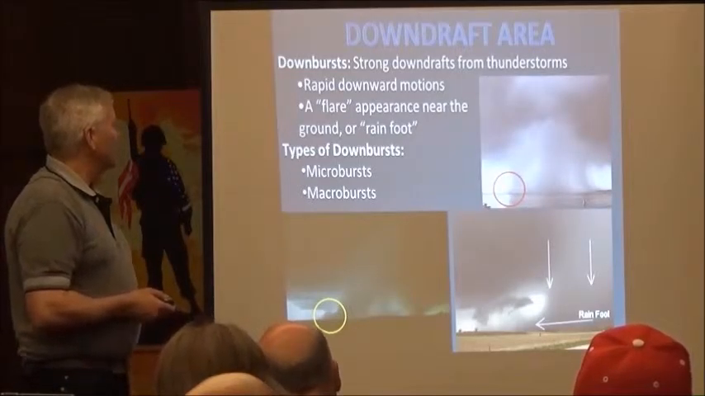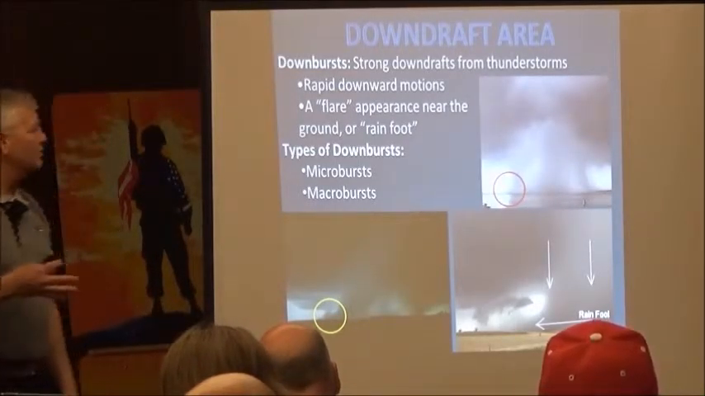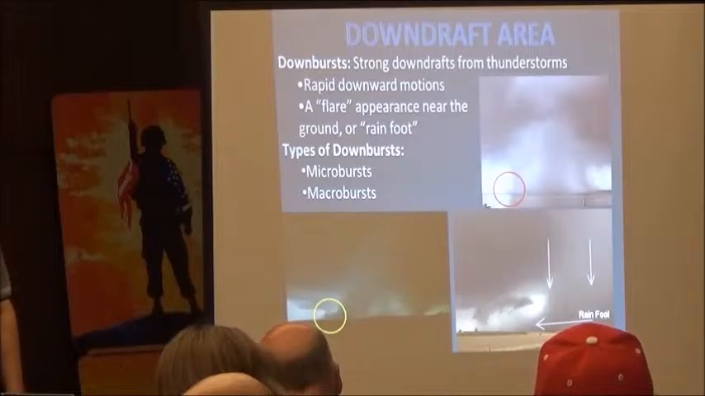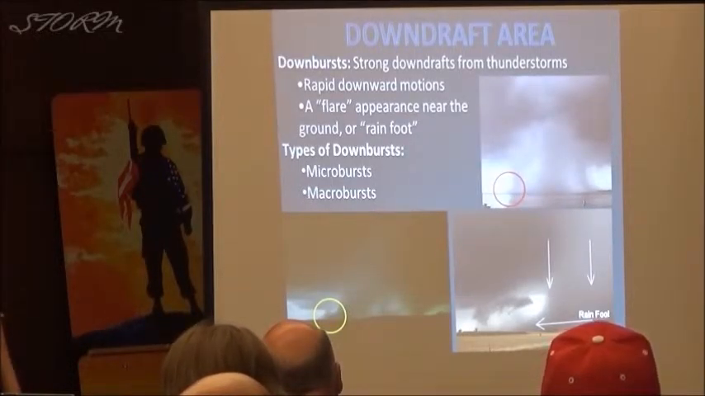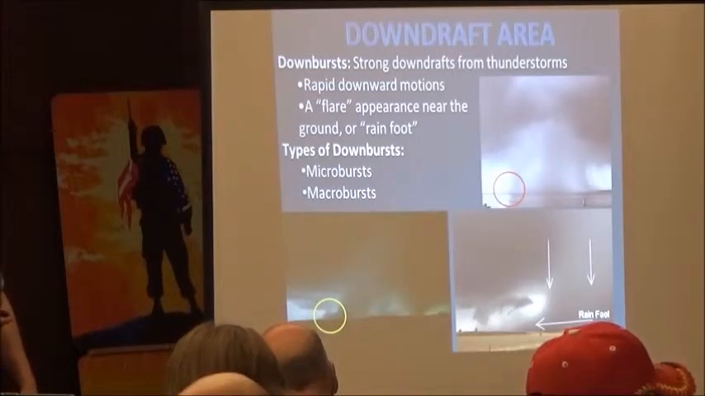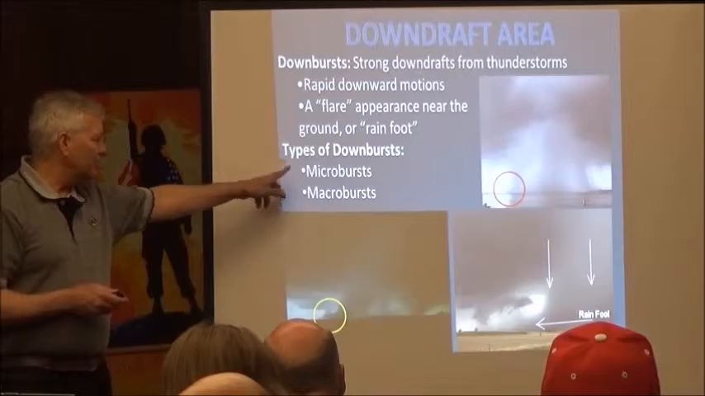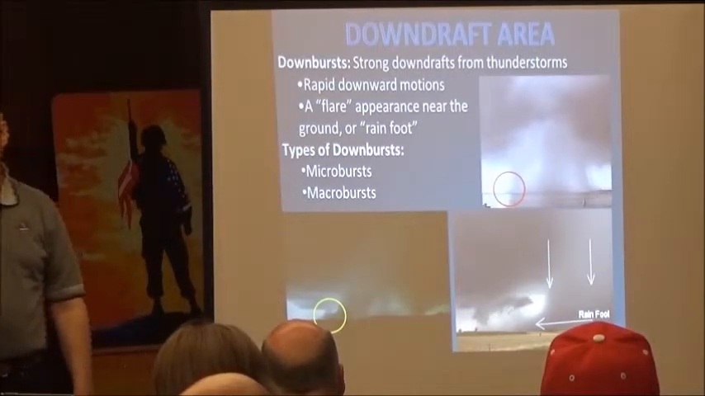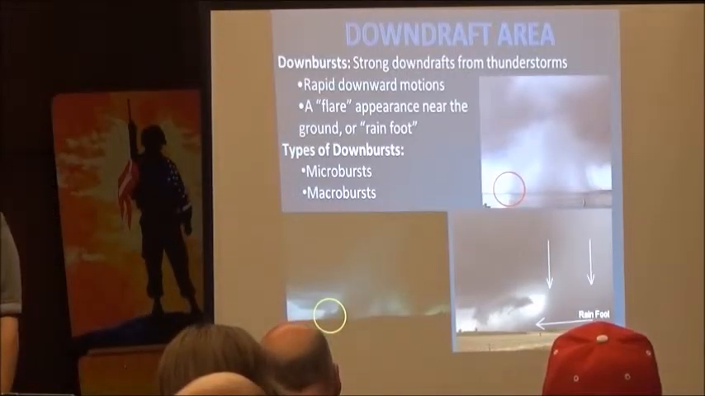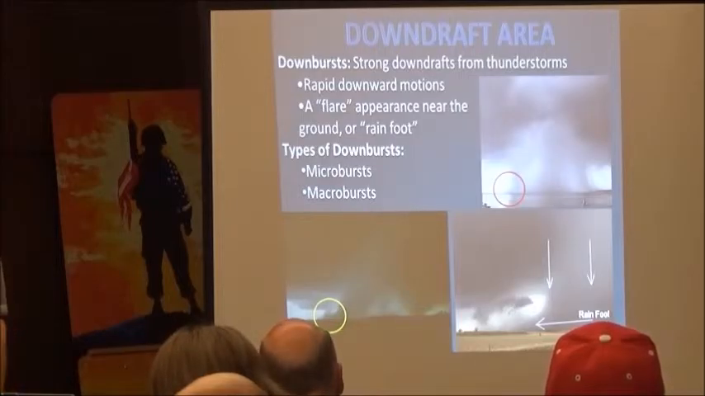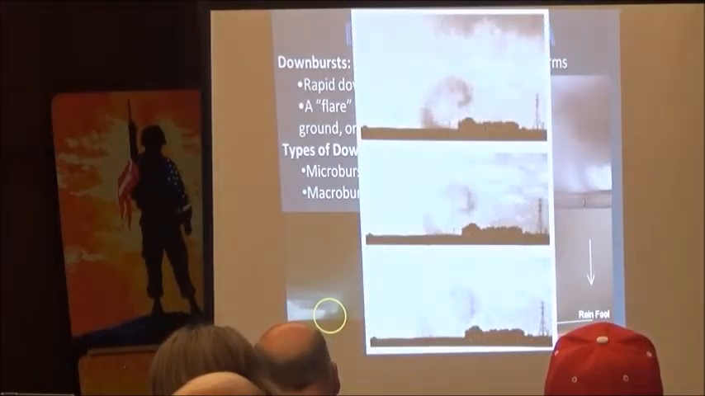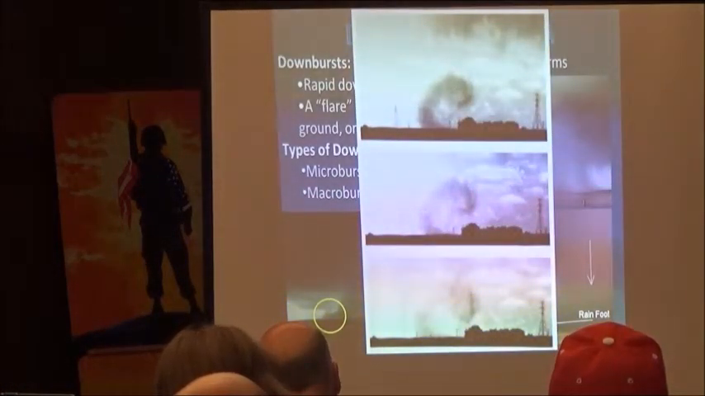Downbursts occur when the downdrafts get strong enough. Rapid downward motion, a flare appearance near the ground, the rain foot, and again, if they're less than 2.5 miles, they're micro. If they're greater than 2.5, they're macrobursts. And here's curls with some of the downburst.